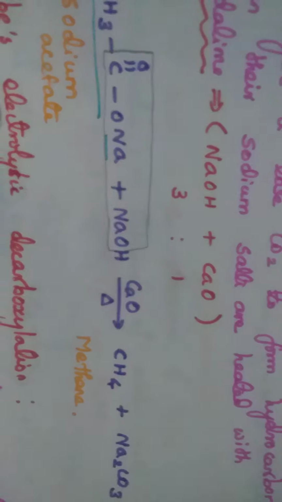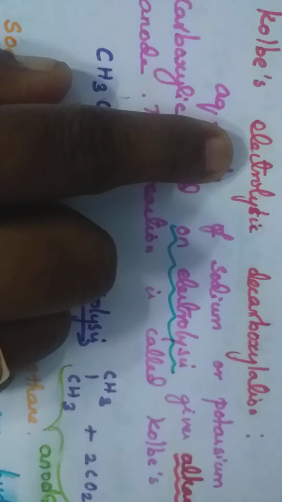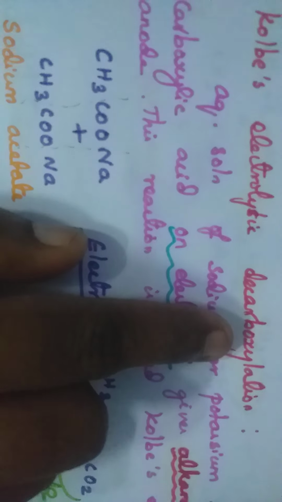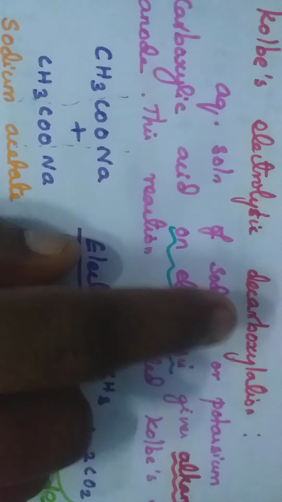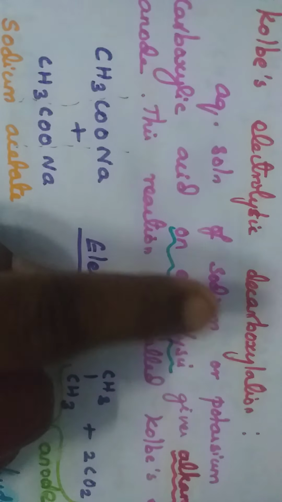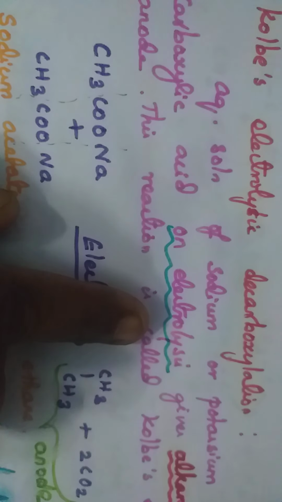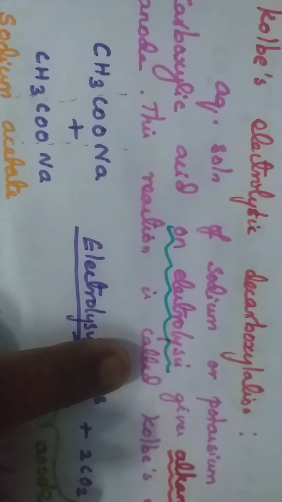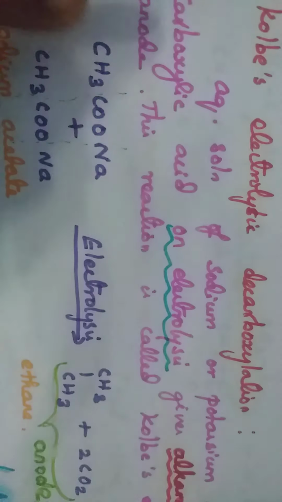The next we are going to see is Kolb's electrolytic decarboxylation. This is also decarboxylation, but the first one we saw was with the reagent soda lime. Here it is nothing but electrolysis. So here also we take the sodium or potassium salt of carboxylic acid. On electrolysis, we are not going to add any reagent, only electrolysis. Here also the product is alkane. Decarboxylation gives an alkane, a hydrocarbon which is liberated at the anode.